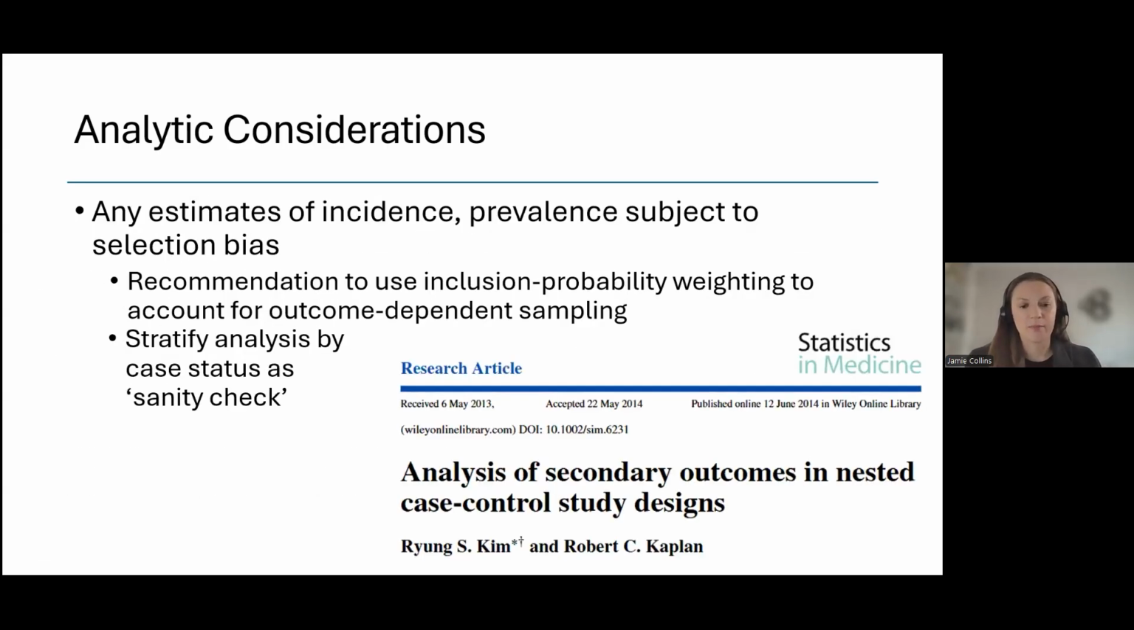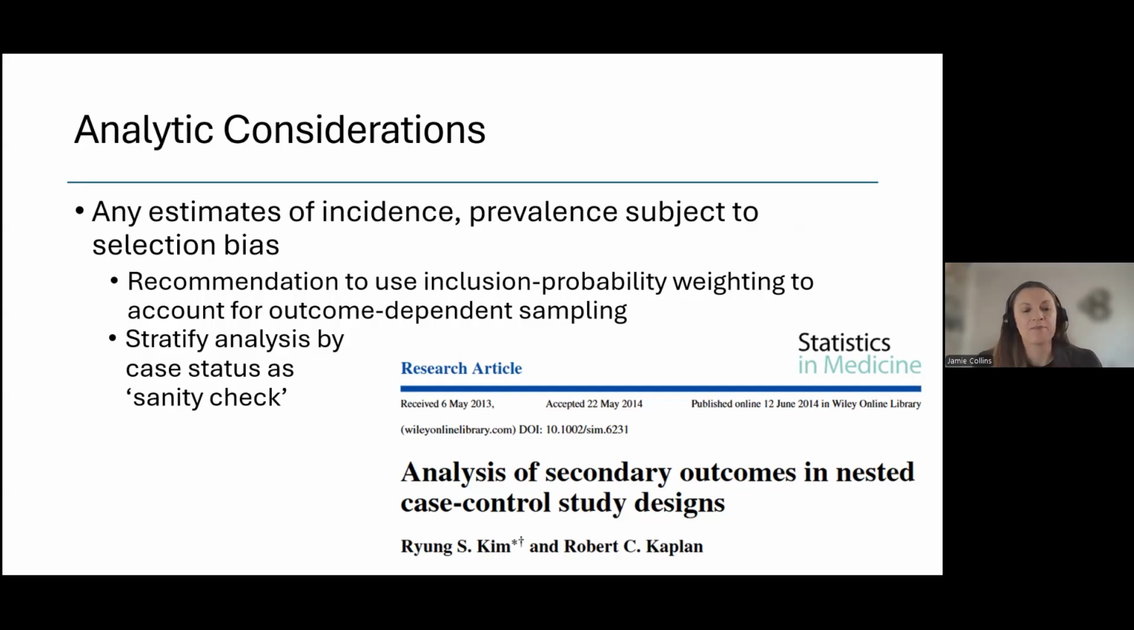And there are statistical methods for this. So, any estimate of incidence or prevalence is going to be subject to selection bias. The recommendation is to use inclusion probability weighting to account for the outcome-dependent sampling. So you essentially reweight your estimates by the chance that that knee got selected for inclusion into the case control study. And then another thing to do would be to stratify the analysis by case status as a sanity check.